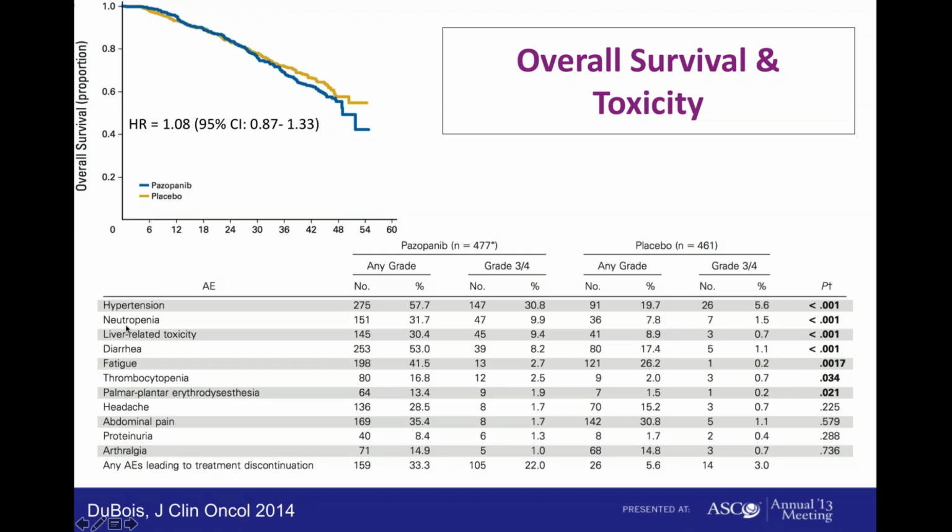And when we looked at that in terms of toxicity, we found that the toxicity such as high blood pressure, low white count, liver toxicity, diarrhea and fatigue, and other bone marrow problems were all substantially, significantly higher than was the placebo. So it raised a question: if we had a compound that delayed the time to the first progression but did not make patients live longer and was more toxic, was it really an advance?